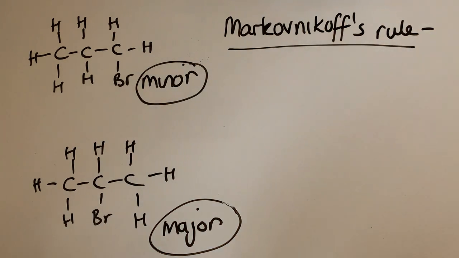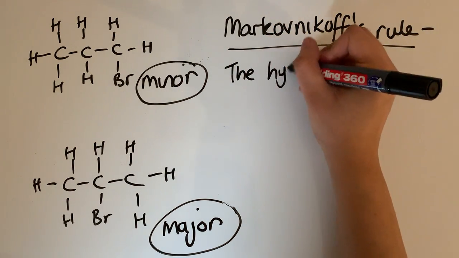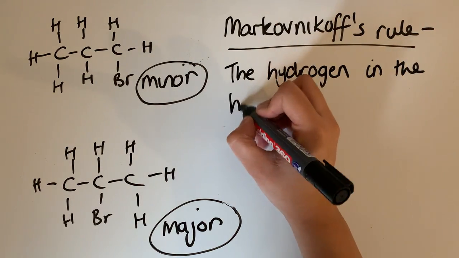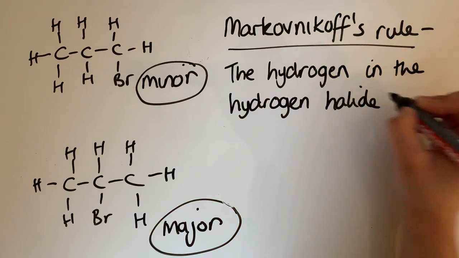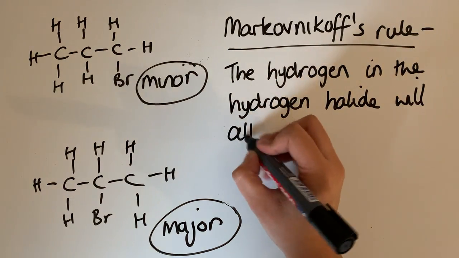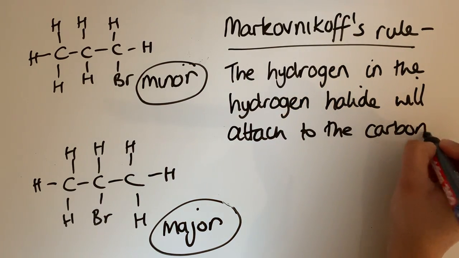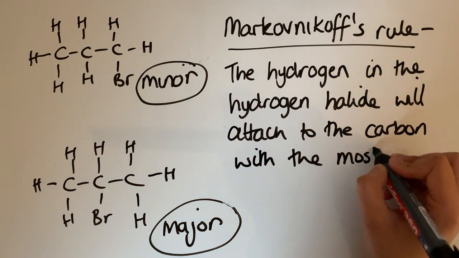Markovnikov came up with a rule to help you decide out of these two which product is more likely to form. So the rule goes like this: the hydrogen in the hydrogen halide will attach to the carbon with the most hydrogens on it.